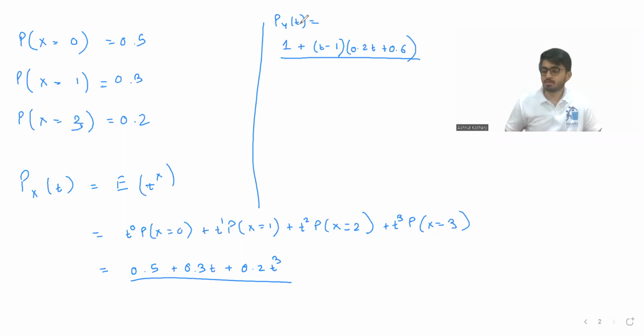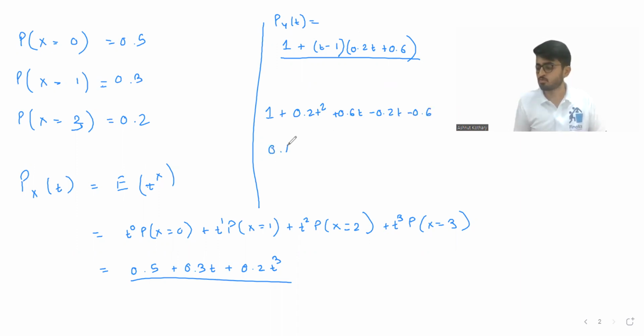So see, what you'll need to do is simply expand this, or rather, simplify this further. This is actually in a simplified form. We'll just expand it. So this will be 1 plus t into 0.2 is 0.2 t square. Next term becomes 0.6 t, which is t into 0.6. Then I will have minus 1 into 0.2 t, and then ultimately minus 1 into 0.6, which becomes minus 0.6. This reduces to 0.4 plus 0.4 t plus 0.2 t square. And from here, I can write this.